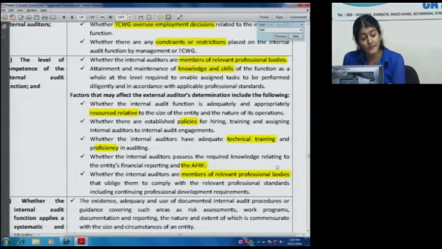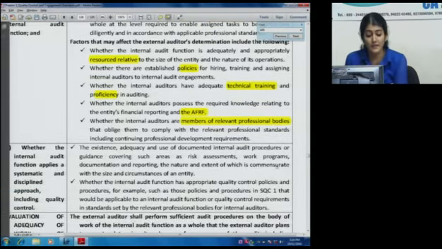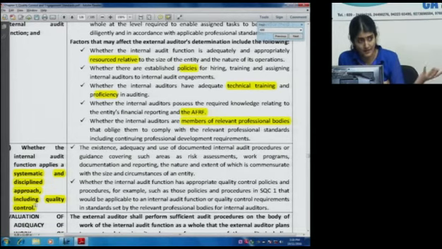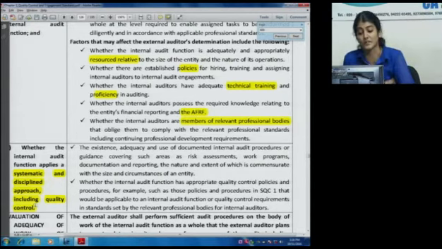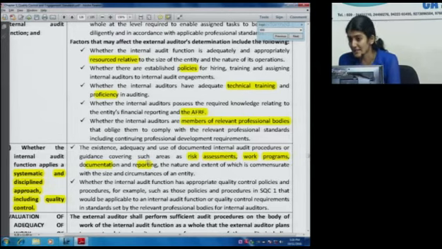Right, and the last one: the systematic and disciplined approach, including the quality control. For statutory auditor, we studied so many things. He should do risk assessment, there should be proper documentation, he should obtain proper evidence, he should prepare a proper audit program, there should be proper review of his work, quality control, no? So the same thing also applies for the internal auditor. Whether there is proper guidance for areas of risk assessment, work program, documentation, reporting, matching in line with the circumstances of the entity.